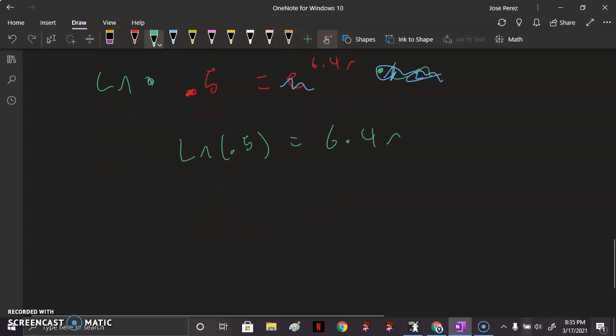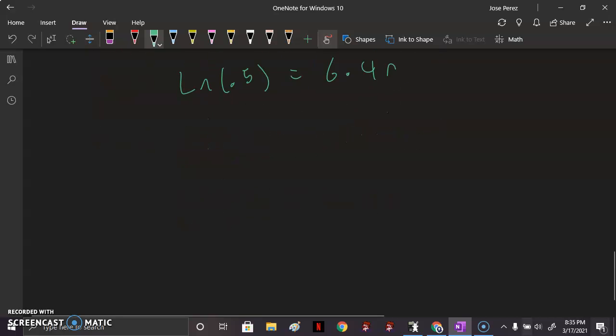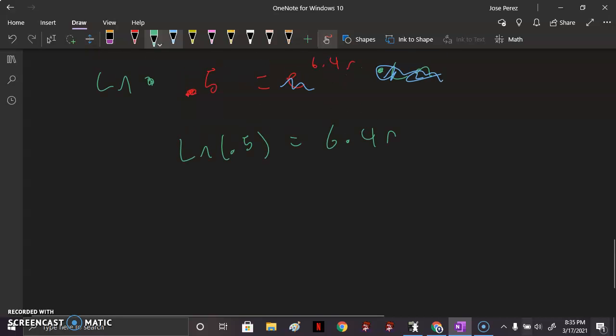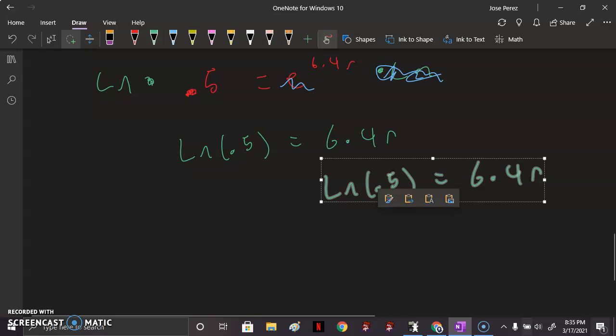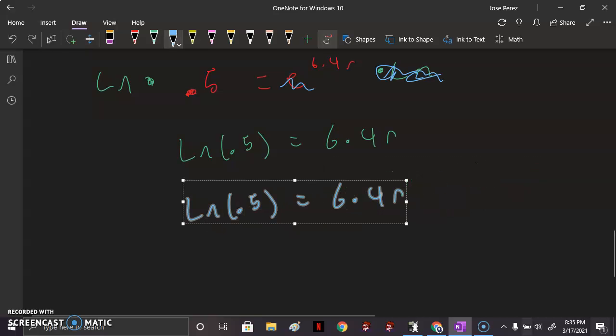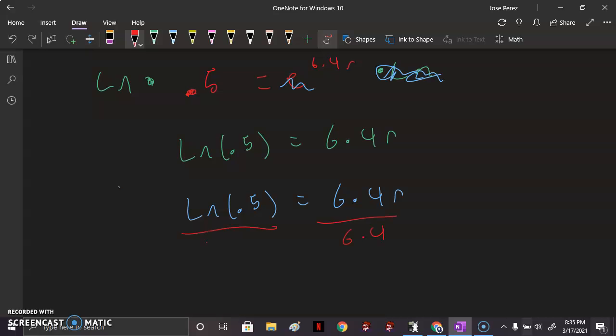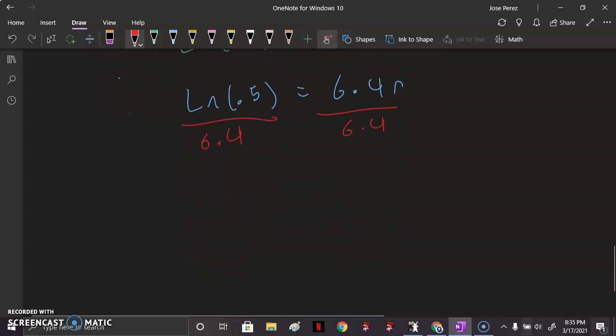And what we can do for this is, let me fix that r. What we can do is divide. Let me make a copy of this. And what we can do here is divide by 6.4 on both sides. And this is what we will get. Let me just move around the variables: r equals ln of 0.5 over 6.4.